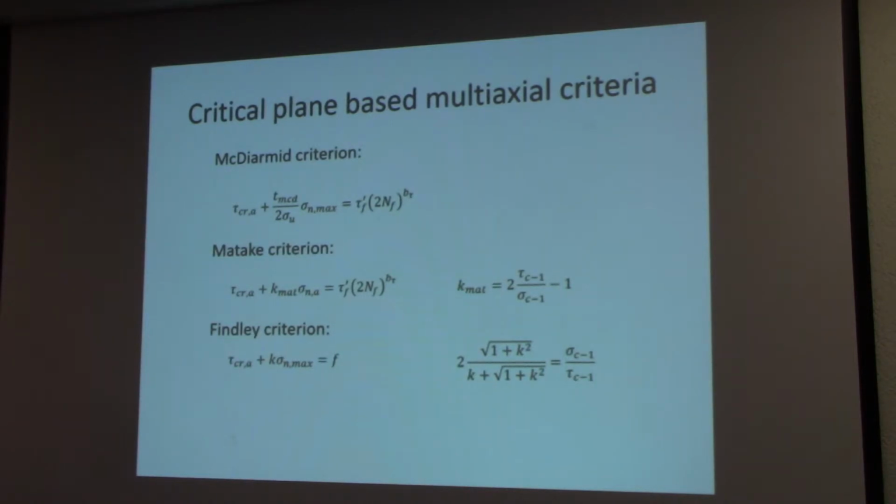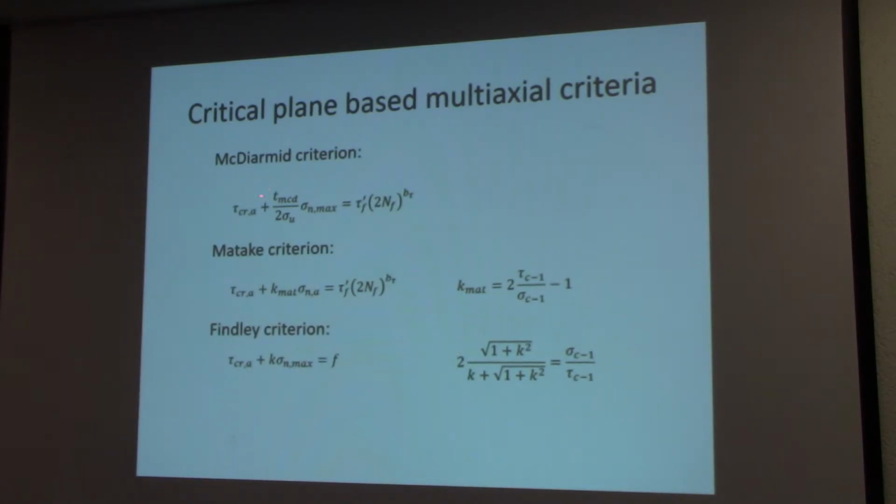Okay, so in the critical plane approach there are again multiple criteria. I heard a joke, I think from Mr. Fatemi, that everybody has one criterion. So I chose three which are quite popular and well known, but a lot of other criteria use similar approaches. Okay, all three of them are linear criteria which assume the shear stress amplitude in the critical plane with maximal normal stress acting on the plane during the loading cycle, and basically they use different coefficients which scale the normal stresses.